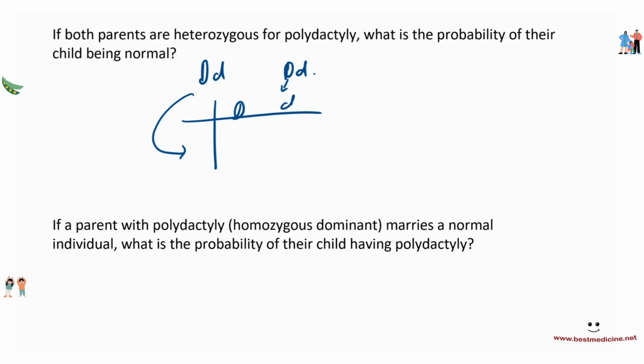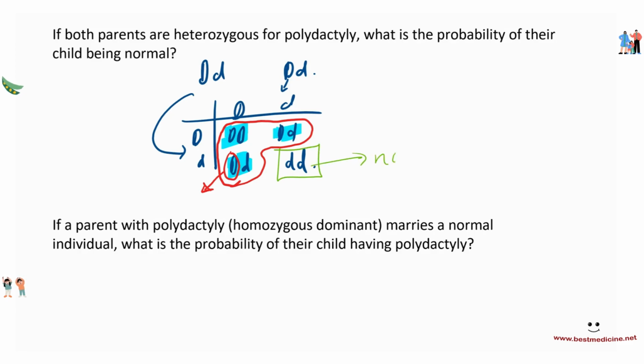So capital D small d, and we get two capital D's, one capital D small d, and two small d's. So in this case, we get a homozygous dominant, heterozygous, and a heterozygous. All of these are affected. Why? Because polydactyly is a dominant disease. So as long as you have the dominant allele, you're going to have the disease. This one here is unaffected. That's normal. So 1 out of 4 is normal, or 25% of children are going to be normal in this particular set of parents.